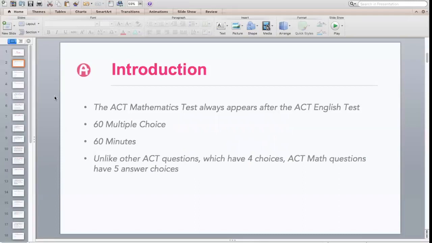So the ACT math test always appears after the ACT English test. That means that it's the second portion of the exam that the student is going to see. There are 60 multiple choice questions in this one section, and it takes 60 minutes to do the entire section. Unlike the SAT and unlike the rest of the problems on the ACT, for the ACT math section, you are given 5 choices instead of 4. So that does change some of the math in terms of randomly guessing. You have less of a chance of getting the answer correct now as opposed to the SAT.